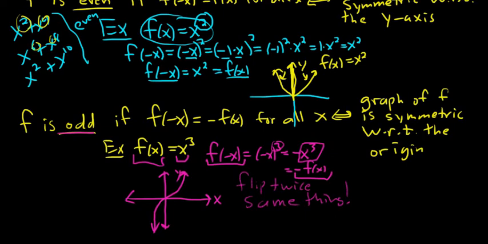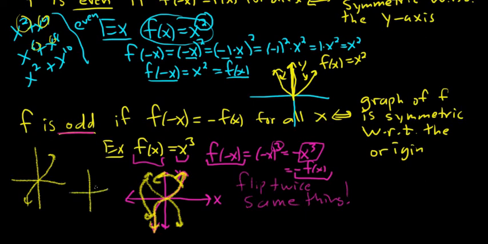For example, if I flip it once, it's going to look like this. And if I flip it again, it'll look like this. So if you reflect it across the y-axis, and then you flip it again down to the x-axis, you get the same thing. Let me try drawing it a different way over here. This is the original. If you flip it down, it's going to look like this. Then if you flip it over, you get the same thing. So flip twice, same thing. That's what it means for a function to be odd. That's the easiest way to think about it. I hope that made sense.